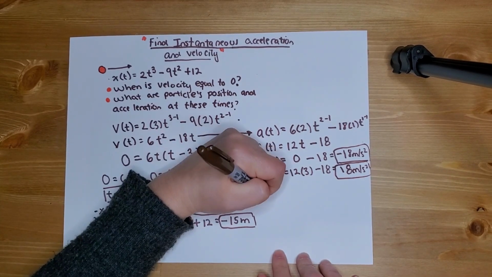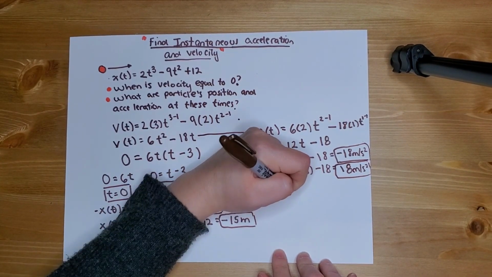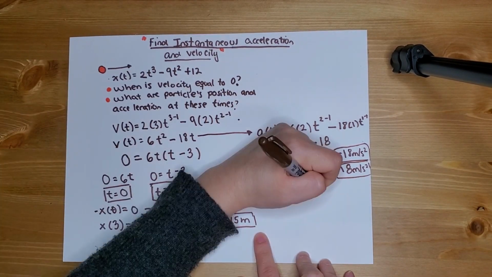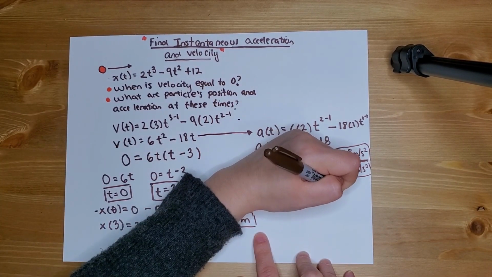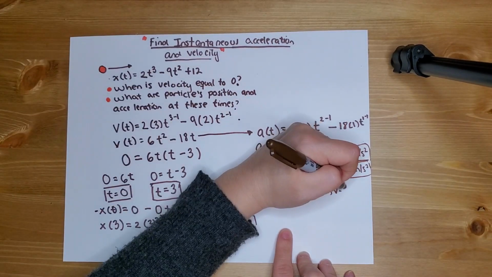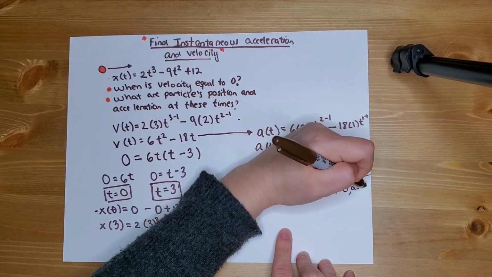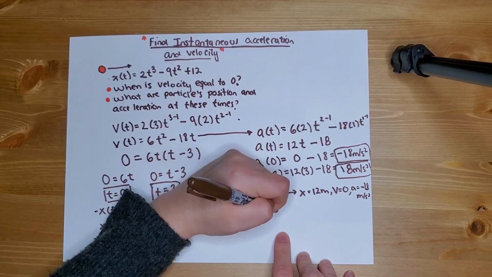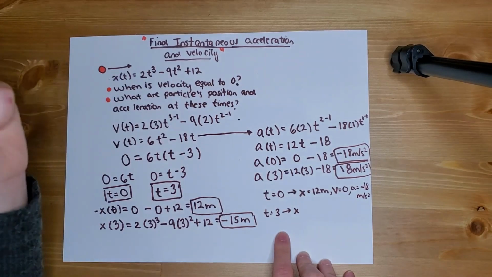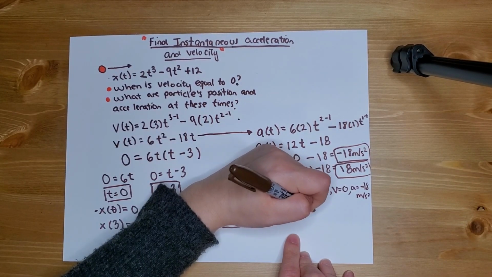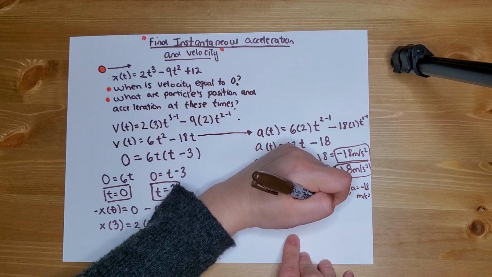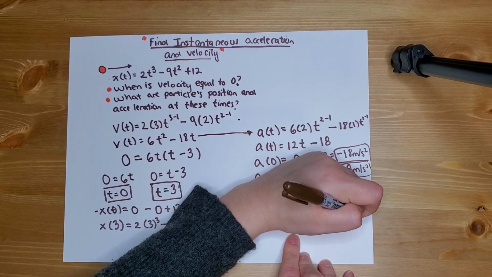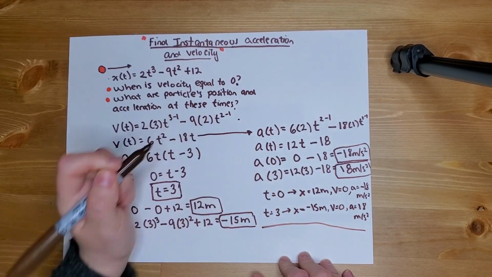So at t equals 0, my x is 12 meters, my velocity is equal to 0, and my acceleration is equal to negative 18 meters per second squared. And then at t equals 3, I have my position equal to minus 15 meters, my velocity again equal to 0, and my acceleration equals 18 meters per second squared, and that's your answer.